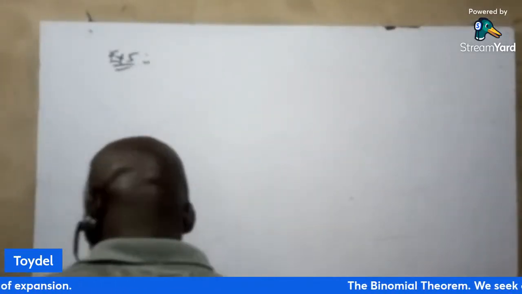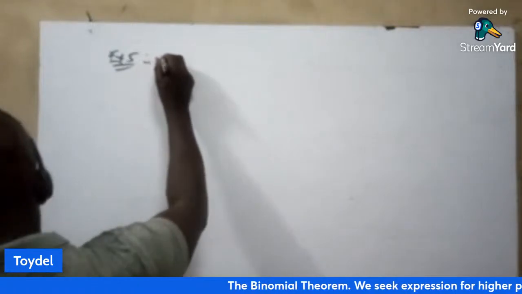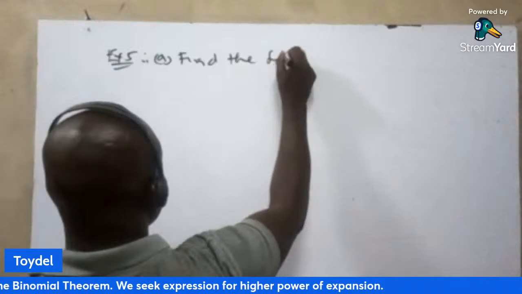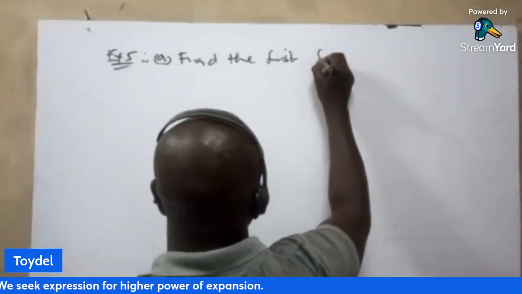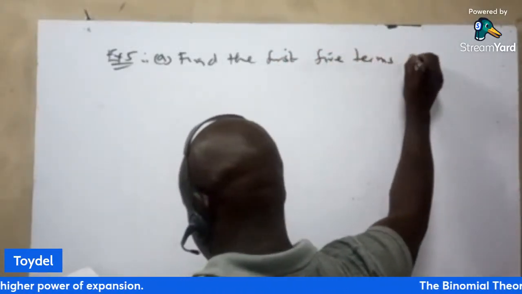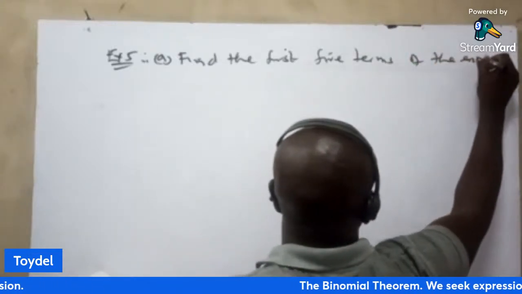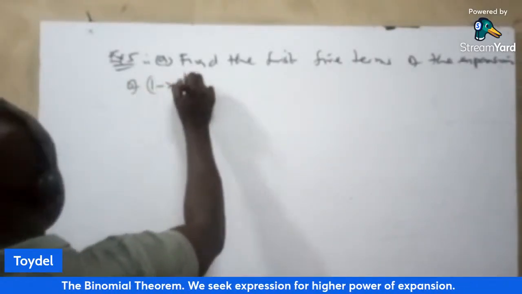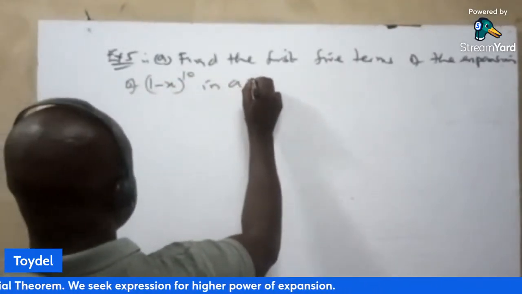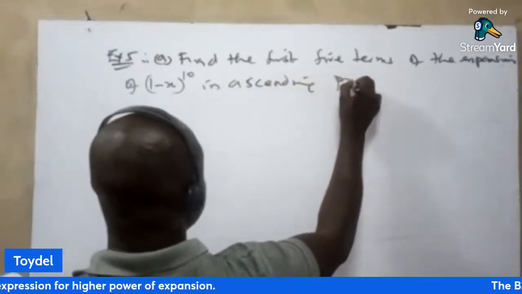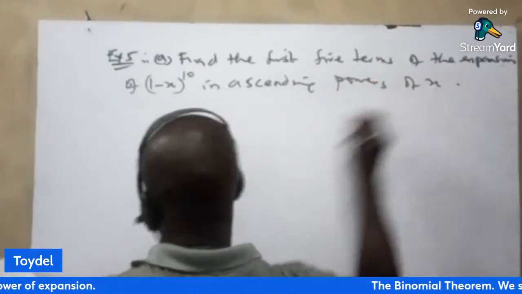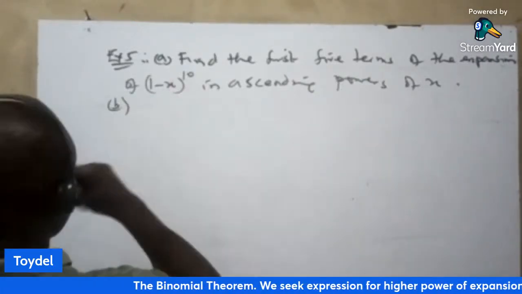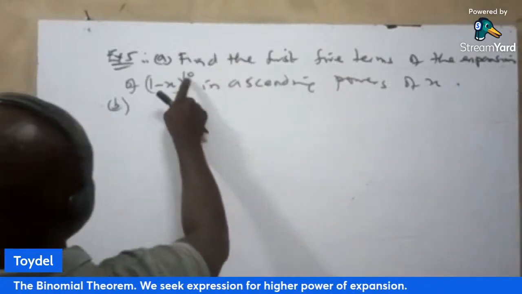The example says expand, find the first 5 terms of the expansion of (1 minus x) raised to power 10 in ascending powers of x. Now look at this question. If you are to use Pascal triangle, it will be somehow tedious because we need to expand that triangle up to power 10.